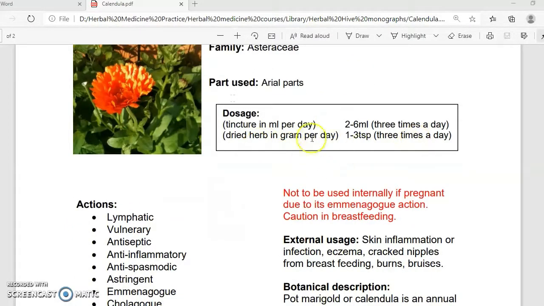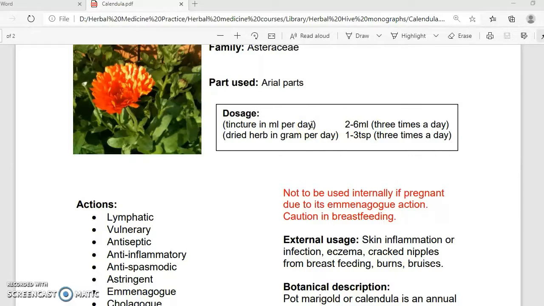So this is the dosage. We've got it in tincture and we've got it in dried herb. That's if you were going to have it as a tea, that would be that one. Also, if you wanted to do it in a capsule, that would be the same. And the tincture is obviously an extract in alcohol.